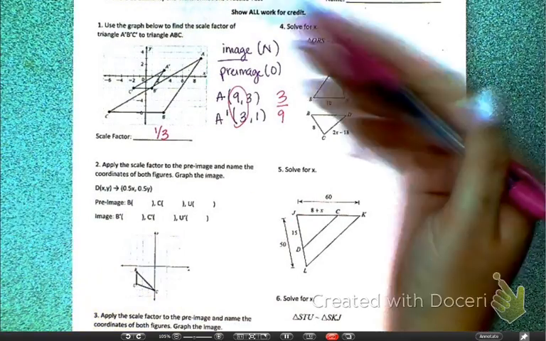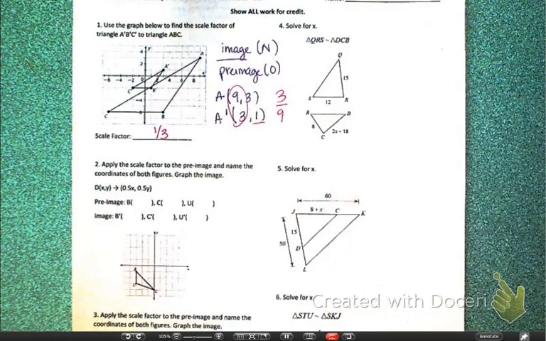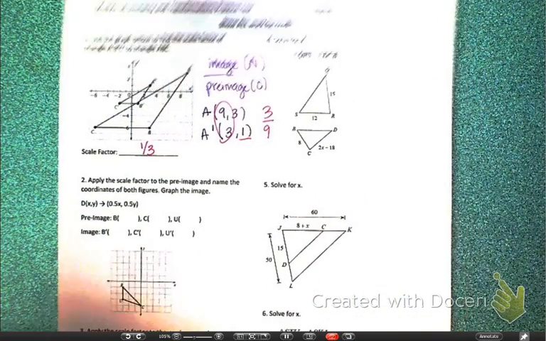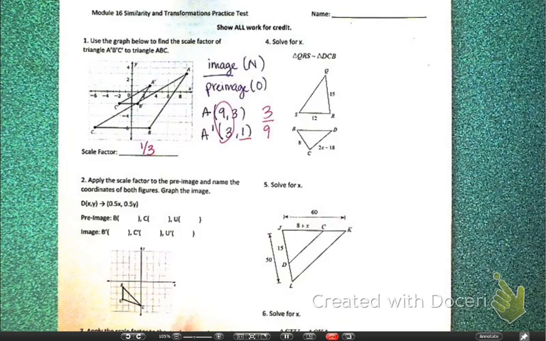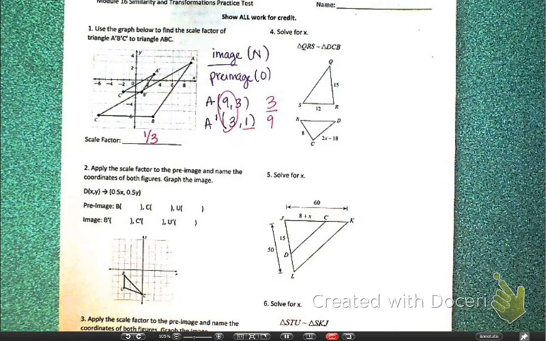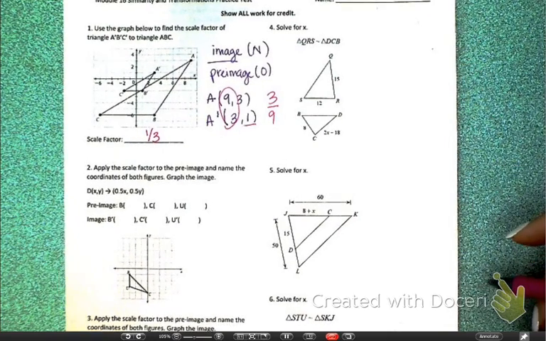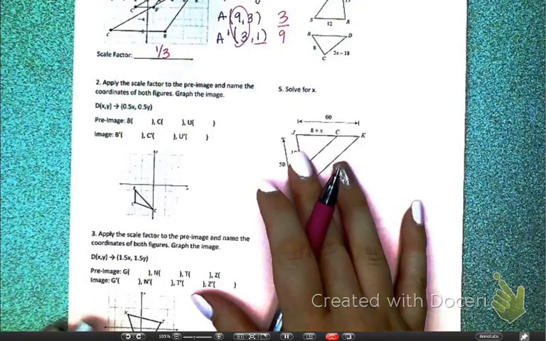If I would have chosen the Y coordinates, what would my answer have been? 1 over 3, right? I'd get the same thing. If I chose a different letter, so if I chose B and B prime, I am still going to get the same answer. Okay, it doesn't matter which one you choose, just make sure it's new over the old. Are we okay with that?